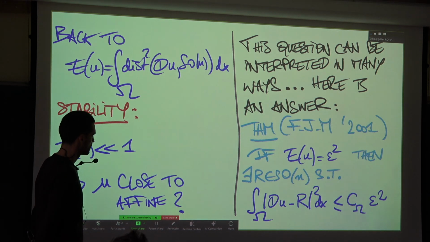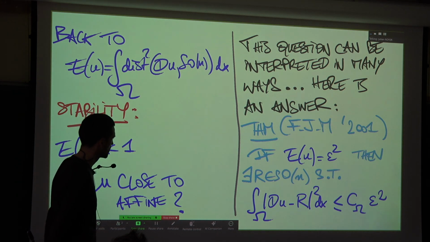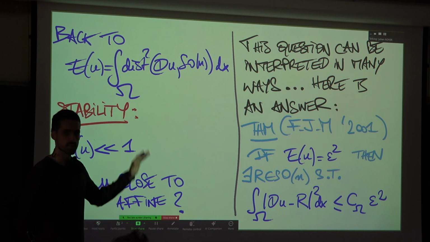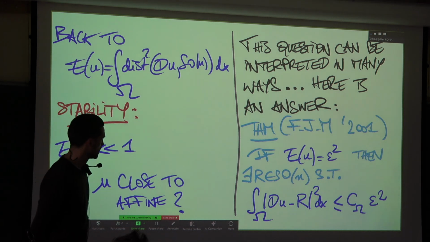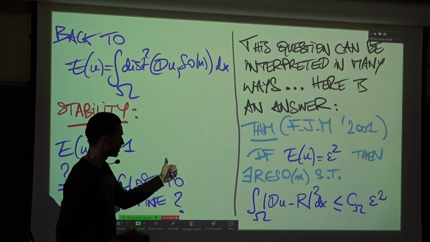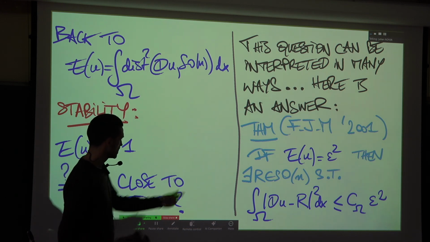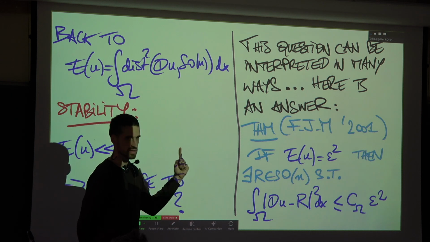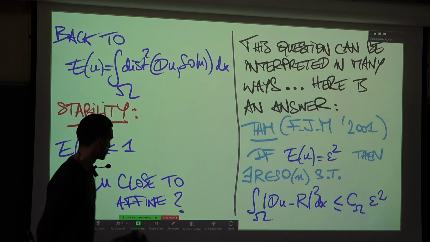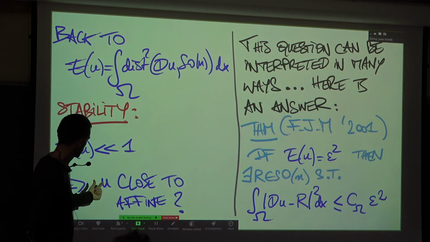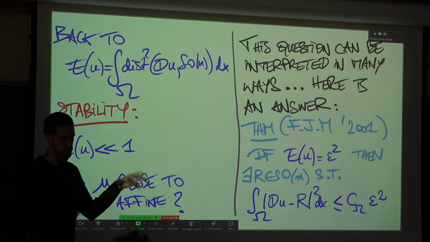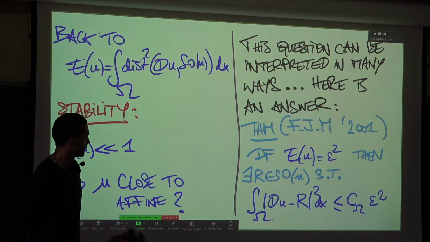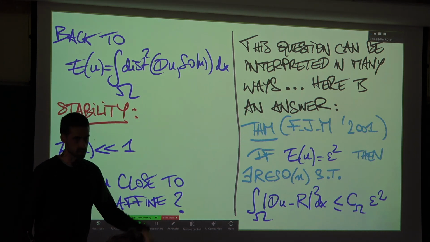What does their theorem say? There is the energy of u. Because I think of it as being small, I call it epsilon squared. Then I can find a single rotation so that du, in some integral sense, is very close to that single rotation. So it's really exactly what we want. We want to say that u close to affine means du is very close to a single matrix. And this is exactly what that theorem is telling us, and this is the stability I was talking about.